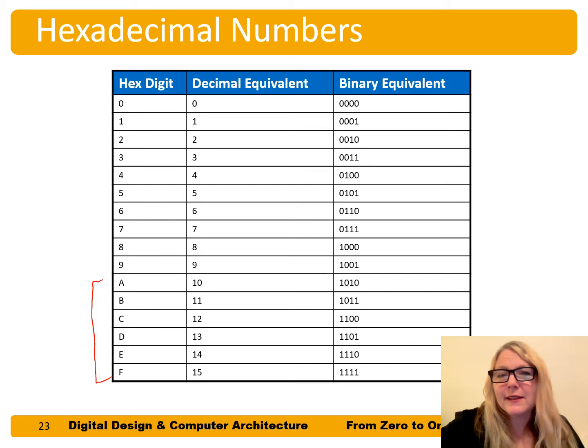And we'll notice that the binary equivalent for these hex digits can use 4 bits. So in binary, we go from 0, 0, 0, 0. To get to 15, we go to 1, 1, 1, 1. And so a single hex digit can represent 4 bits, or 4 binary digits.